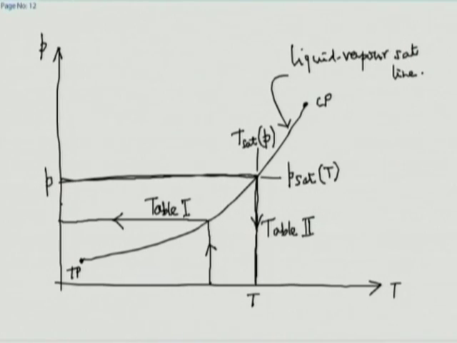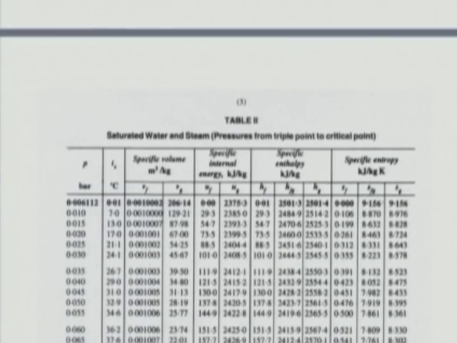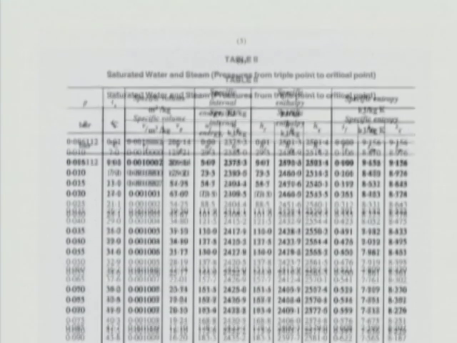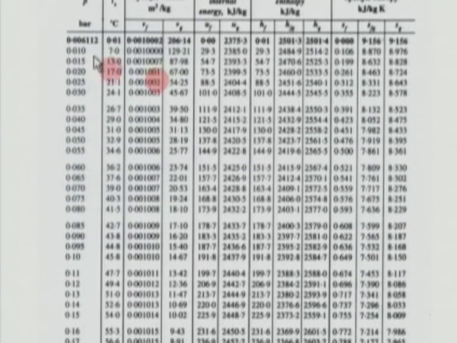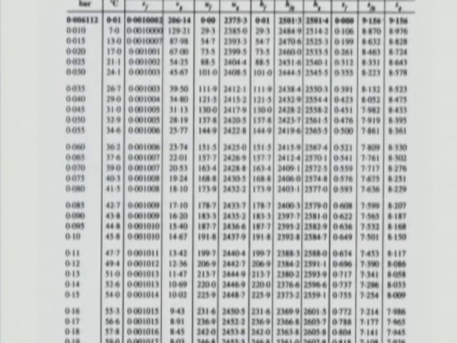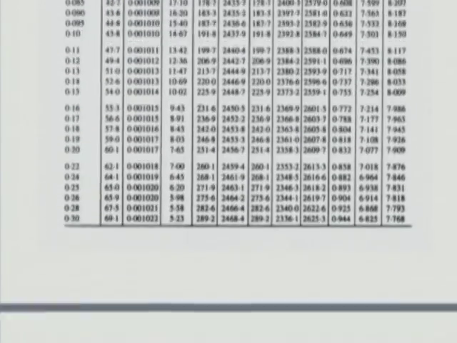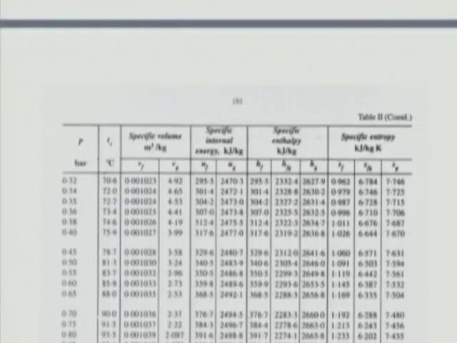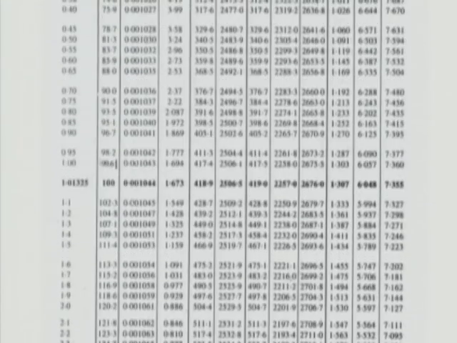And you will notice that table 2 is printed at a finer detail. Starts with the critical point, sorry, triple point, 0.006112 bar, goes at reasonably round values of pressures, and you will notice that the triple point temperature is 0.01 degree C. Goes on over a number of pages.